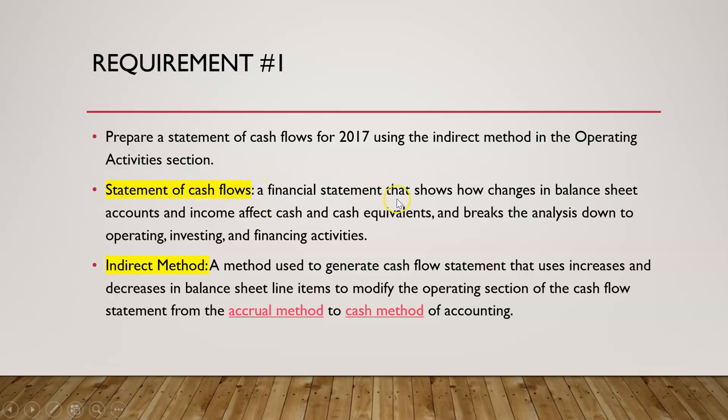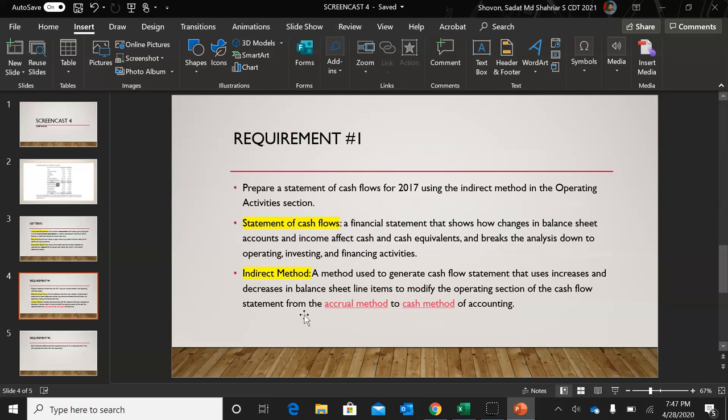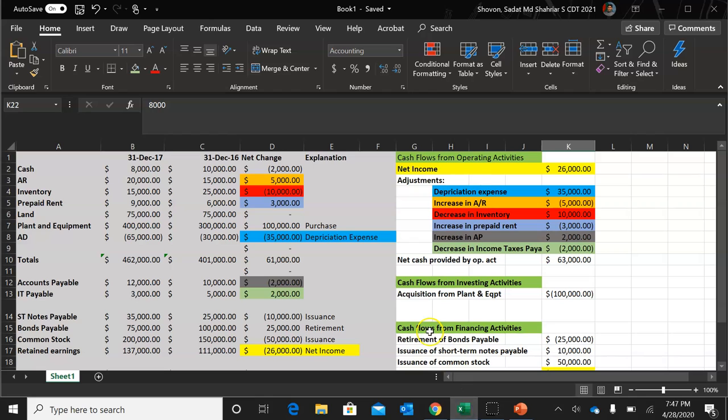A financial statement that shows how changes in balance sheet accounts and income affect cash and cash equivalents, and breaks the analysis down into operating, investing, and financing activities, is the statement of cash flows. The indirect method is a method used to generate the cash flow statement that uses increases and decreases in the balance sheet line items to modify the operating section of the cash flow statement from the accrual method to the cash method of accounting. Now, to solve this problem, I'll take you down to an Excel sheet.